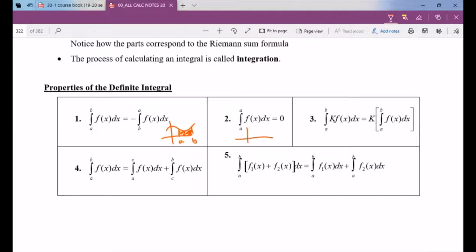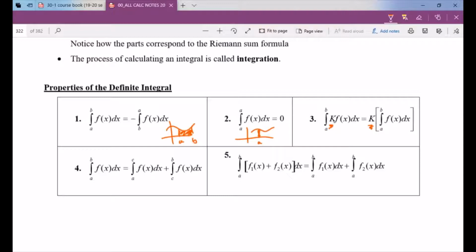Property number two is saying the integral from a to a is equal to 0, which makes sense. It's just telling us essentially that the area of this region that has a width of 0 is equal to 0, and that is why. Property 3 tells us that if we have a constant k within here, we can factor that out. We can take that out of the integration and then multiply once we've finished integrating.